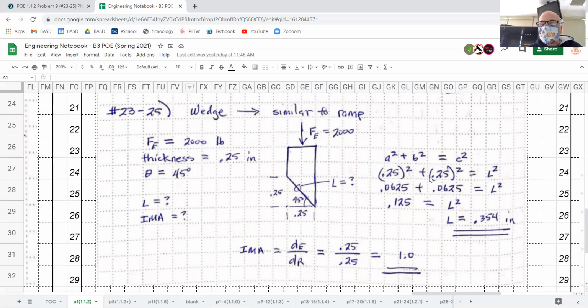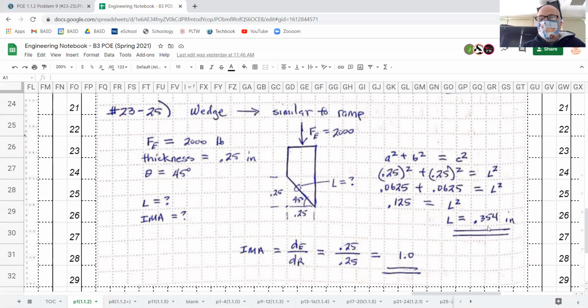When you square this and you square this and you add them together, you end up with 0.125. 0.125 is not the answer. It's close, but it's not the answer, because remember that L is also squared. So to figure out what the L is, if the square of the L is this, you do the inverse operation, which is the square root. So you square root 0.125, and my calculator apparently said 0.354.